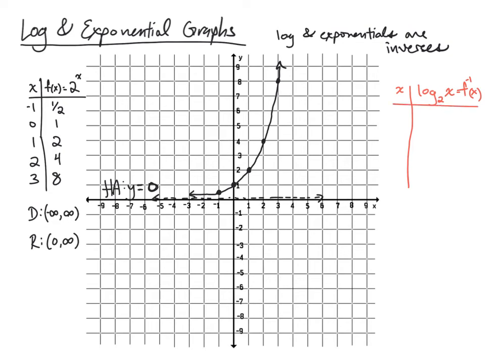So how does this work? We have all of the x's becoming the y values, 1/2, 1, 2, 4, and 8. And then all of the y's are now the x's. Let's see, -1, 0, 1, 2, and 3. All right, let's see if I can work some magic here.